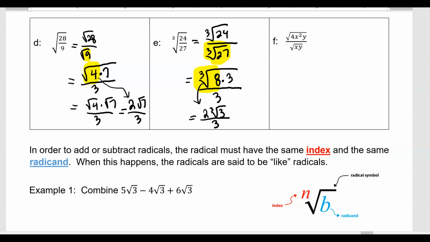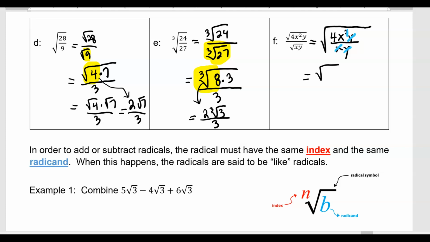And F is a little different, right? Because we have variables involved. But I'm going to show you one approach you can use. Since these are already split up, you could actually do better by putting it as 1 radical, so 4x squared y over xy. That will allow you to eliminate the y's, and that will allow you to eliminate one of these x's. And because of that, we wrote it as one radical.